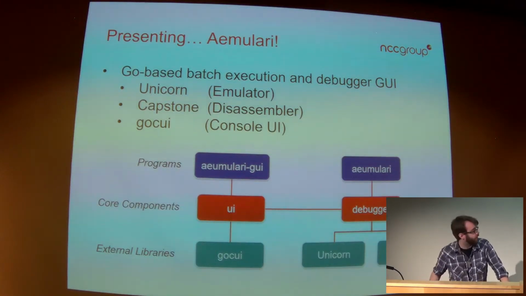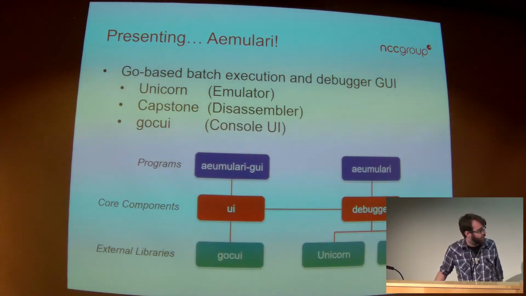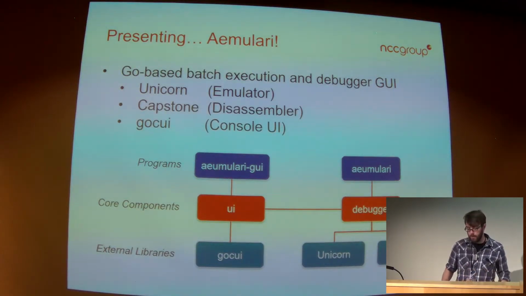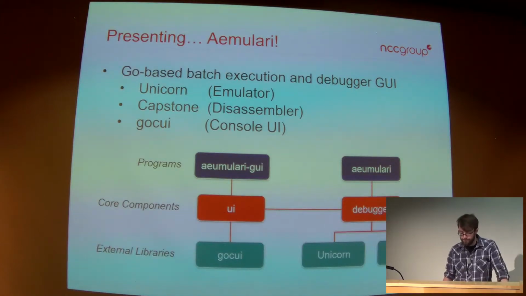You can see the green there, those are the external libraries, Unicorn, Capstone, and then this cool library called GoCUI, which gives you termbox support. It gives you little views, and you can update them and just printf into them. On top of that, I built two core components: a little debugger framework that I can use to expose a batch command execution environment so I can script stuff, and then also a GUI.